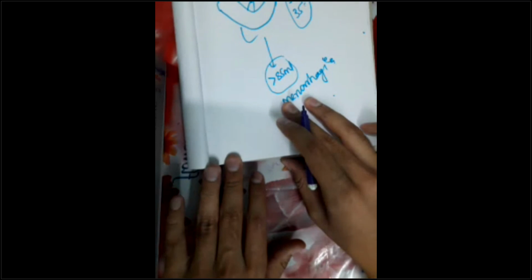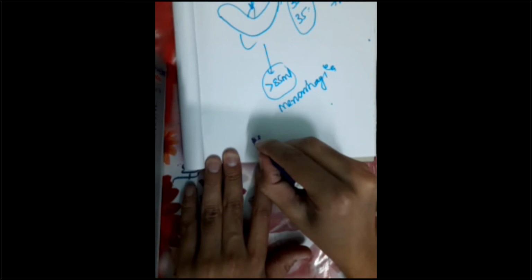What is oligomenorrhea? Oligomenorrhea means longer duration of cycles. A longer duration of cycle is known as oligomenorrhea. What is the normal duration of the menstrual cycle? It is 28 days, guys. Normally it is 28 days.